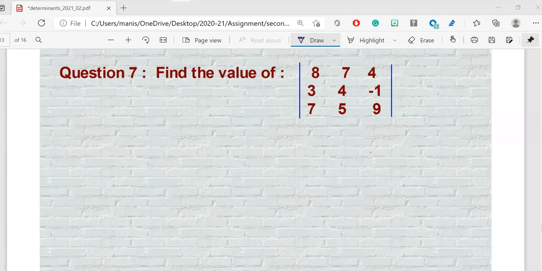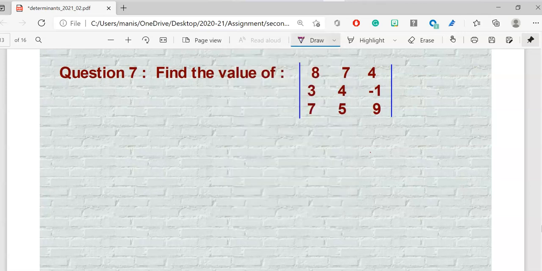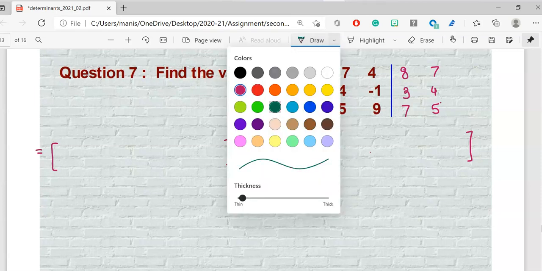Just to reinforce the concepts, let's do one more question over here. So what will be my first approach? First approach, I will rewrite my first and second column. 8, 3, 7, 7, 4, and 5. Okay, once I have done this, what I will do next is, I will draw my two brackets over here, put the minus sign in the middle, so I will never make mistakes. Okay, so let's proceed over here.